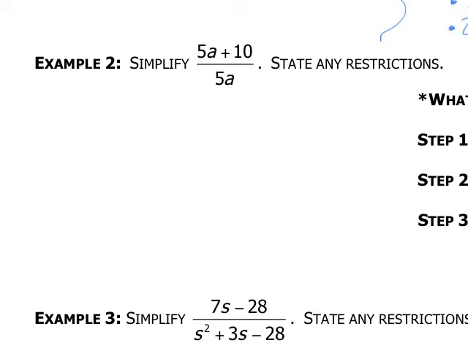On top, remember my step one for factoring is always try a GCF. Hopefully you notice that both of these are divisible by 5. If I take a 5 out, 5a divided by 5 is a, and 10 divided by 5 is plus 2. I replace that top part with 5 times a plus 2. We can see that the bottom 5a does not need to be factored. So my new factored form is 5 times a plus 2, and on bottom 5a.